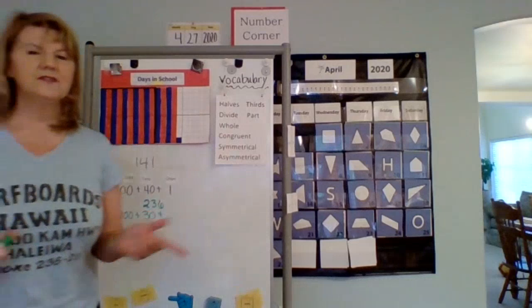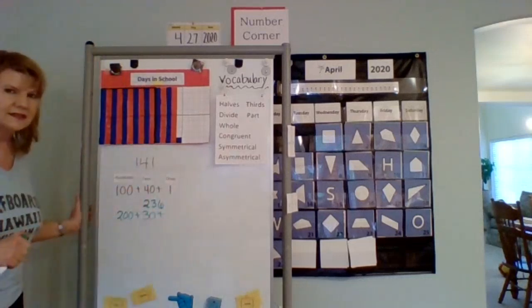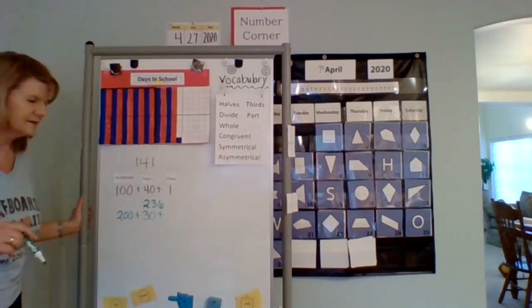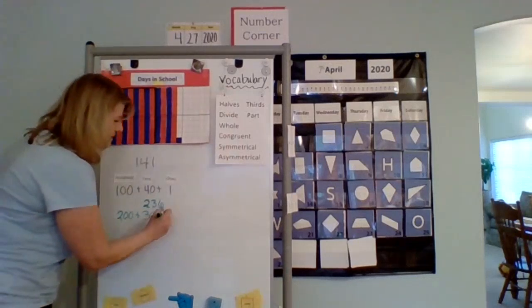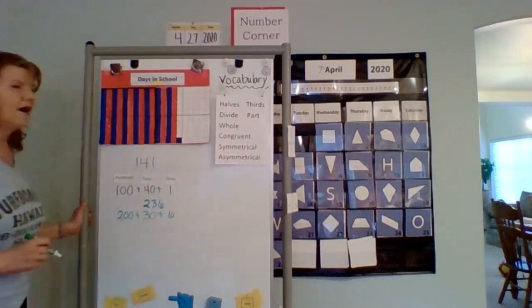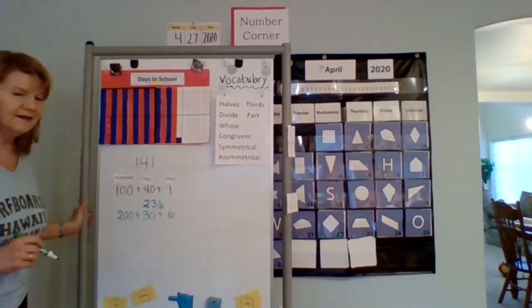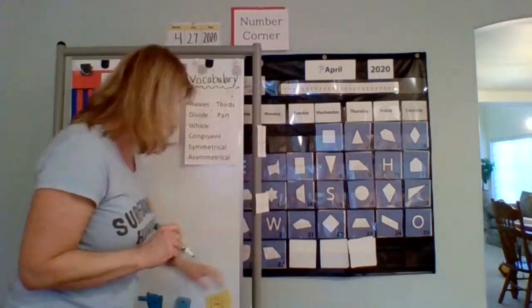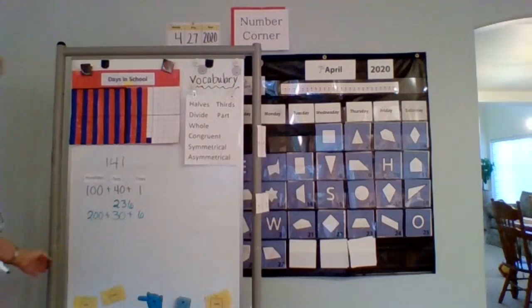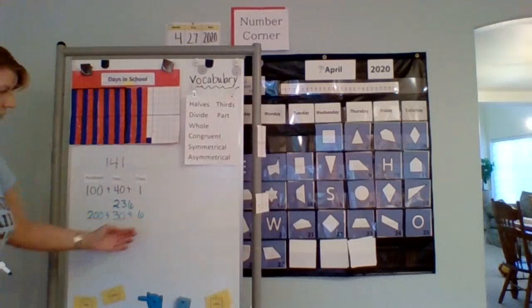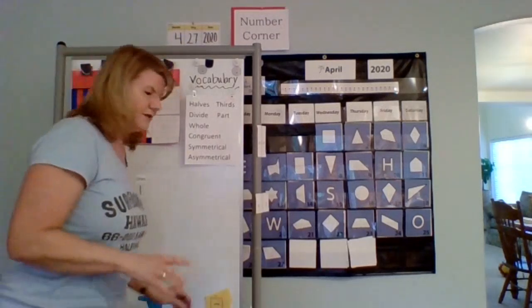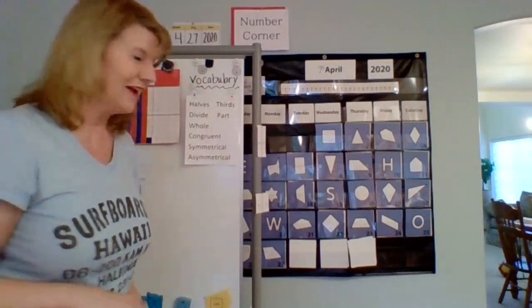And how many ones are we going to have to add for 236? Turn and tell your partner. How many ones? If you said six ones, you are absolutely right. Awesome, awesome job. And that is how you would make an expanded number, just by breaking the hundreds, the tens, and the ones up. Pretty simple, huh? That's going to be your homework assignment, but we'll get to that later, okay?